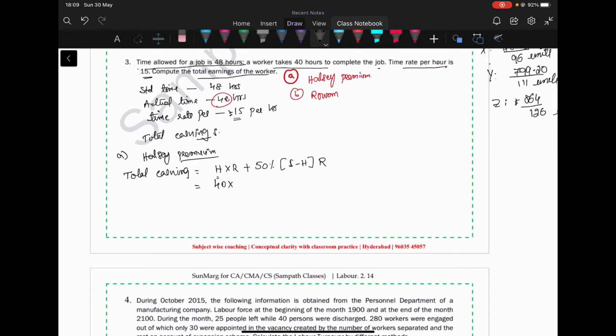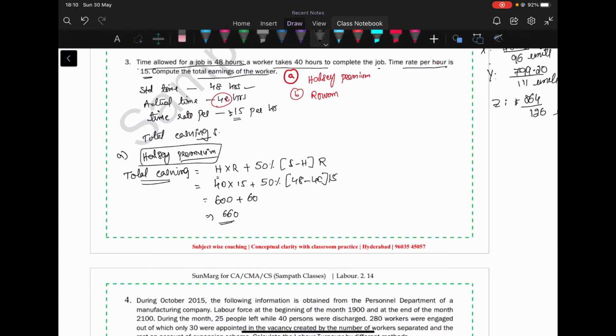Rate per hour is given as 15 rupees, plus 50% of standard hours 48 minus actual hours 40, into rate per hour 15. So 40 into 15 is nothing but 600 on this side, and next 48 minus 40 into 15 into 50%, that is 60. So I can say 660 rupees is the total earnings under Halsey premium.